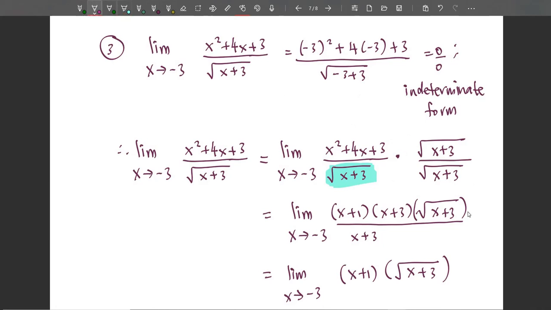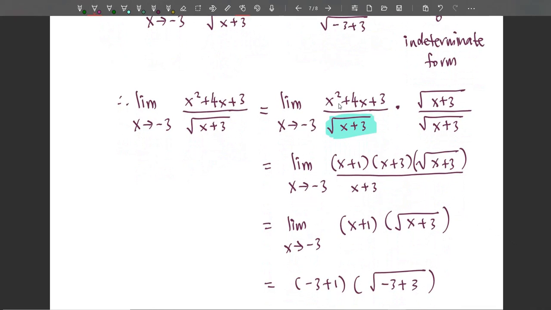And thus, we have here, this one I factorize, because as you can see, obviously we need to factorize this quadratic equation. So here it is x plus 1, x plus 3. And we just need to multiply with this radical. The one that we need to expand is only the denominator, because the radical is in the denominator. Expand only where the radical is.